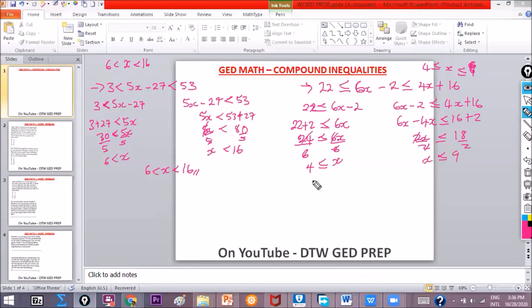Yeah, 9. So we combine both. So we have 4 less than or equal to x, and x is less than or equal to 9. So this is the answer.